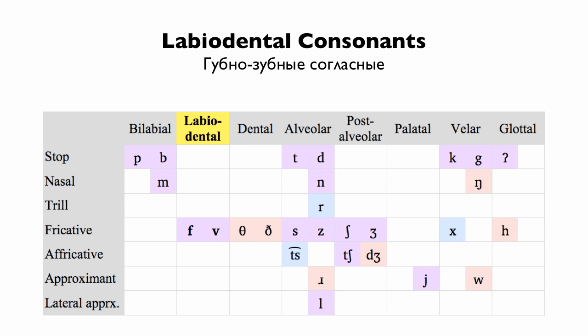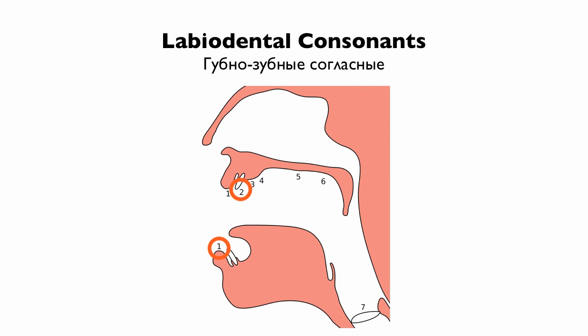Now let's look at the second column, labiodentals. In Russian and English, these include the sounds f and v. Labiodental consonants are made with the lower lip and upper teeth. Repeat the following words and notice how the labiodental consonants are formed by touching the lower lip to the upper teeth.